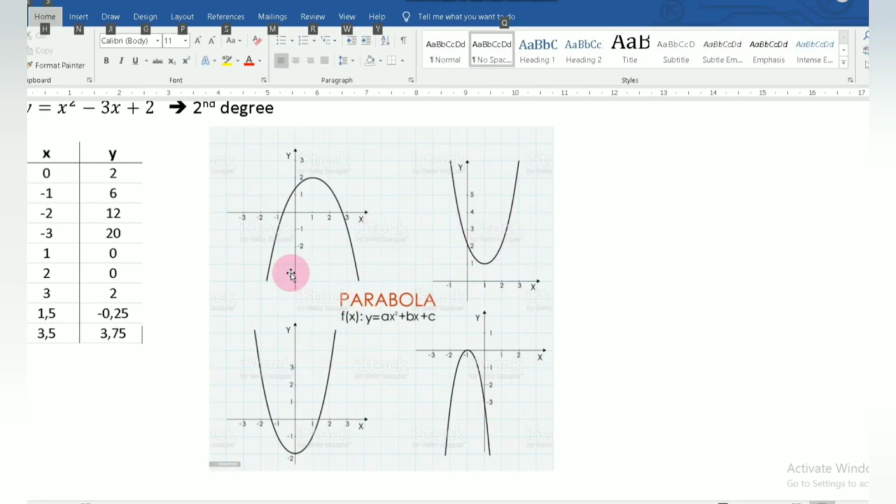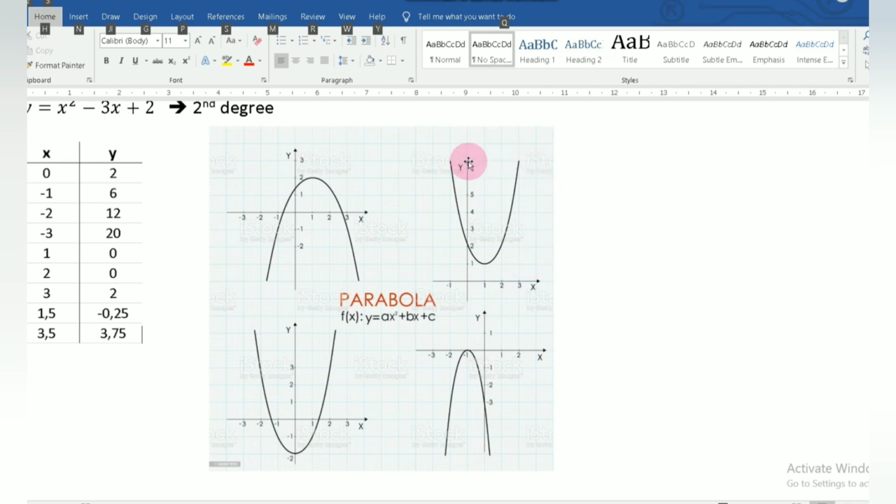And if you can see from these examples, just focus on these two facing downward parabolas. We can see that all of these two facing downward parabolas have one y-intercept, but this one has two x-intercepts, and this one has one x-intercept right on the vertex.